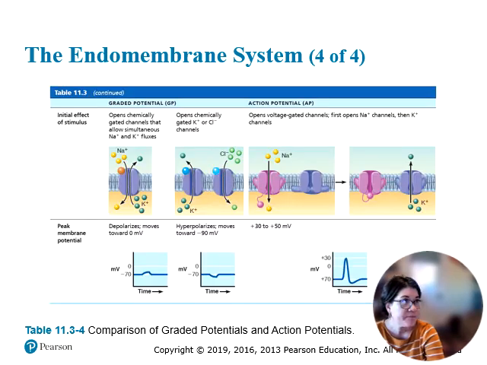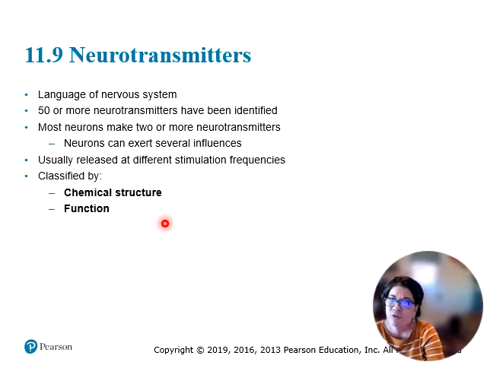It's all or nothing. Okay, and then these are some of the channels that are involved in graded and action potentials, and this is what they look like. Graded, action potential. Okay, so let's learn about some neurotransmitters. There's at least 50. You've definitely heard of some, even if you don't realize it. These are the chemicals that work in your brain that make your brain transmit action potentials. They are classified by chemical structure and function.